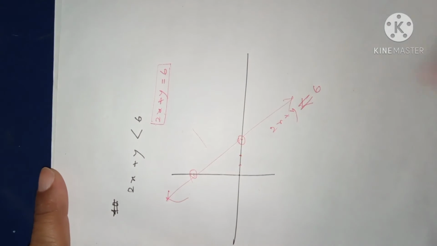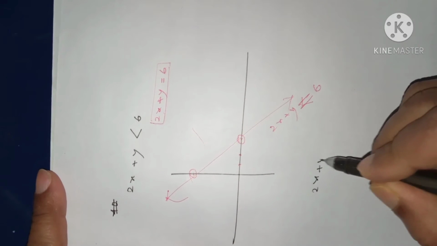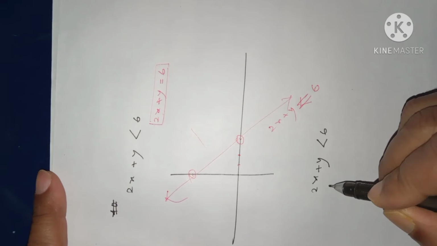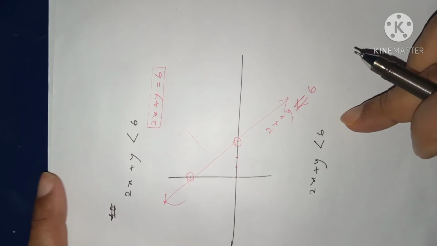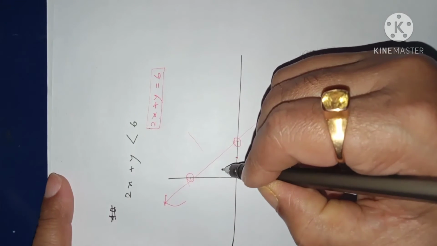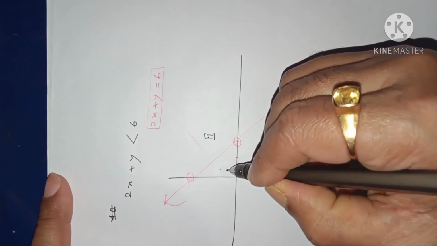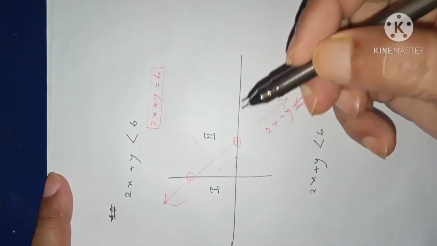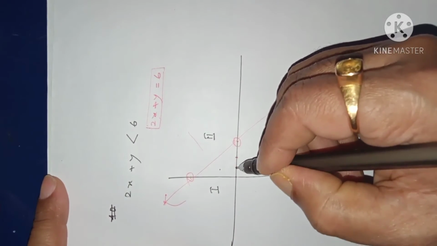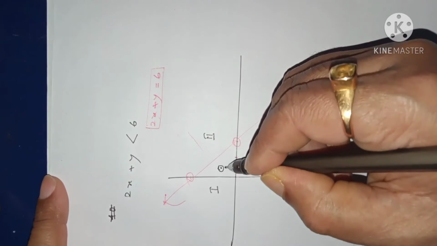Now if we think about the solution region of 2x plus y less than 6, that means which points can satisfy this inequation. Select a point from this lower half plane. This is upper half plane 2, this is lower half plane 1. So from plane 1, you select any point. Say I would select one point, 1, 2.